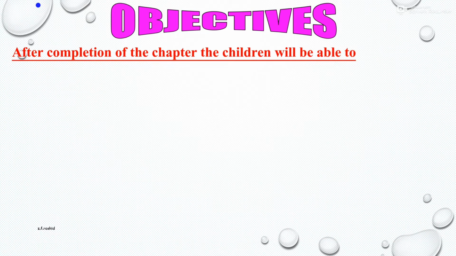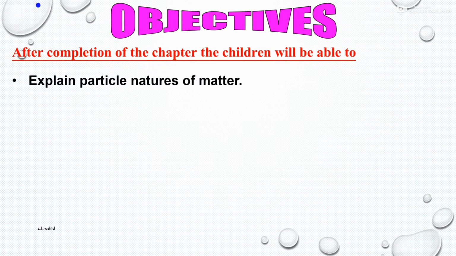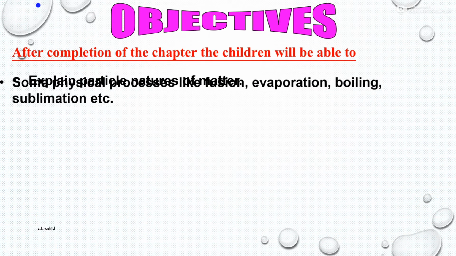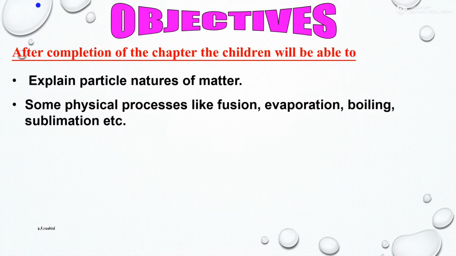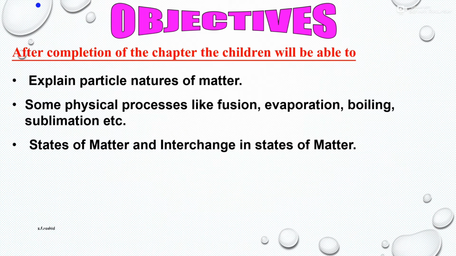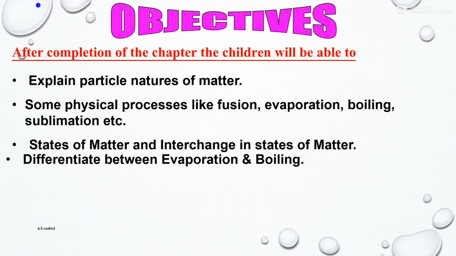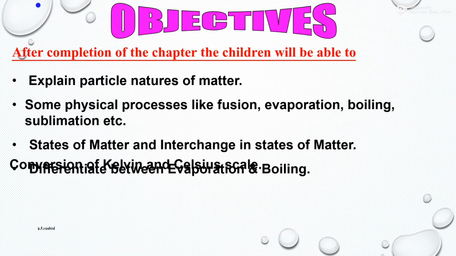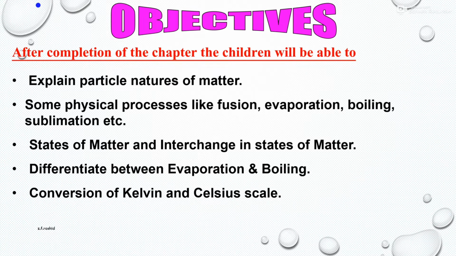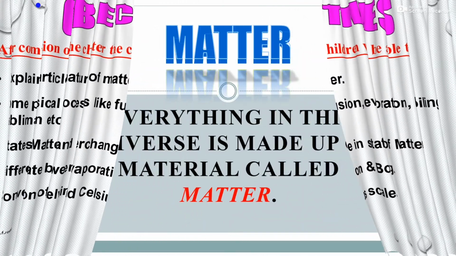The objectives of today's lesson are: after completion of the chapter, the children will be able to, one, explain the particulate nature of matter. Two, explain some physical processes like fusion, evaporation, boiling, sublimation, etc. Then they will also be able to explain states of matter and interchange in states of matter. Then differentiate between evaporation and boiling, and convert between the Kelvin and Celsius scales. So these are the objectives of today's lesson.